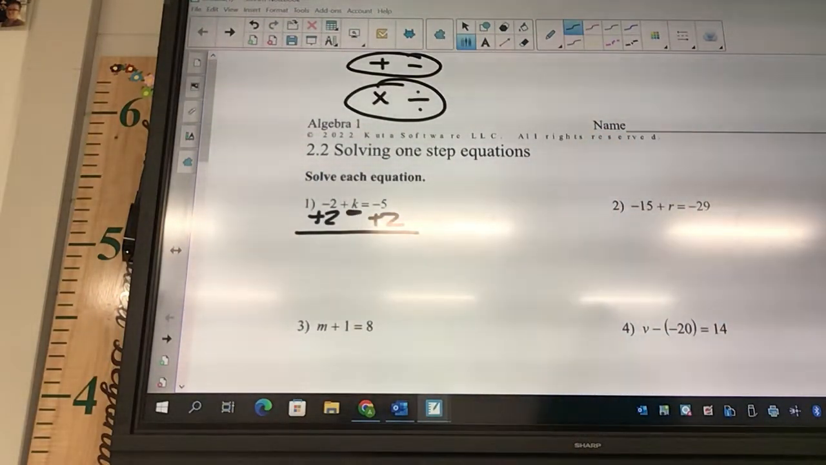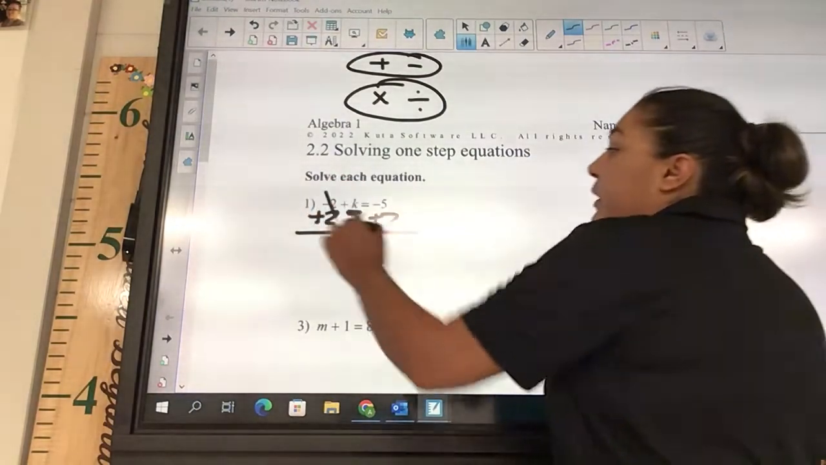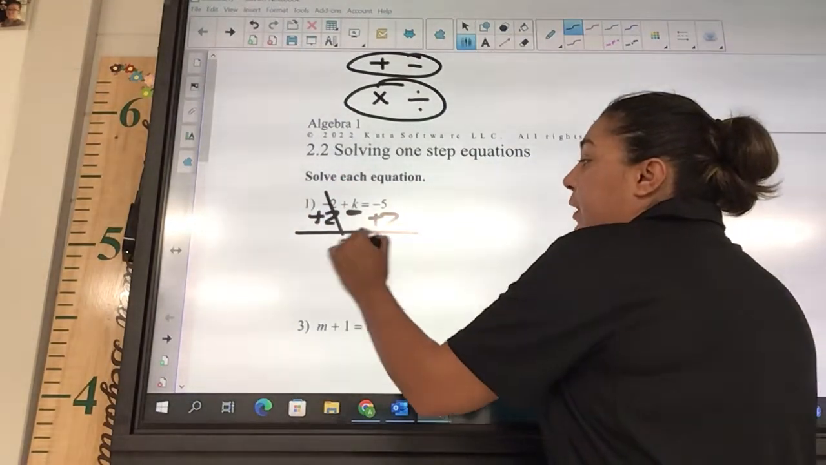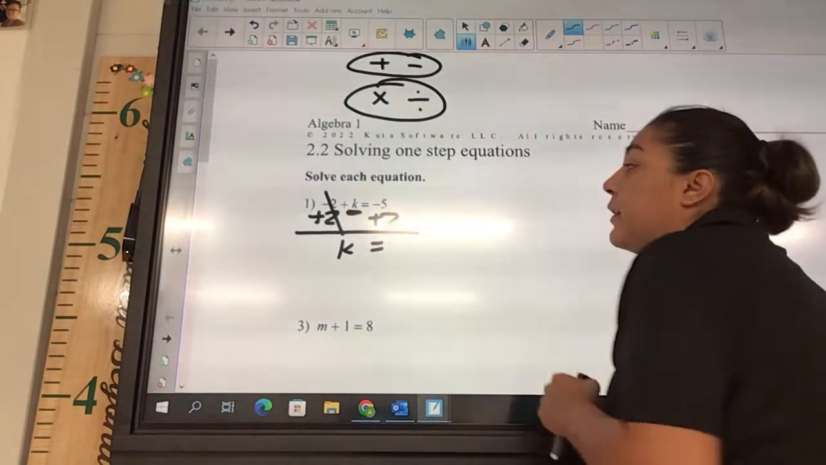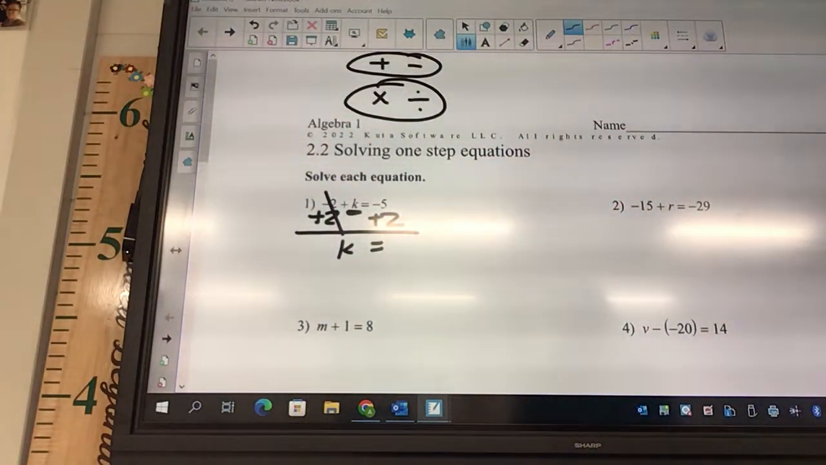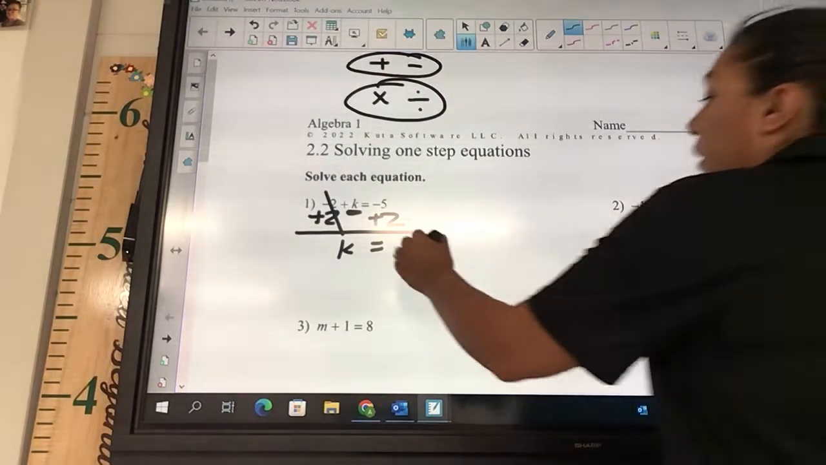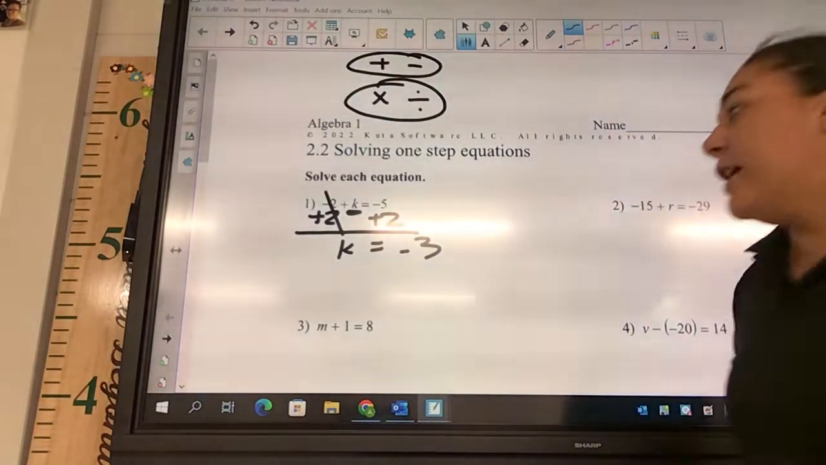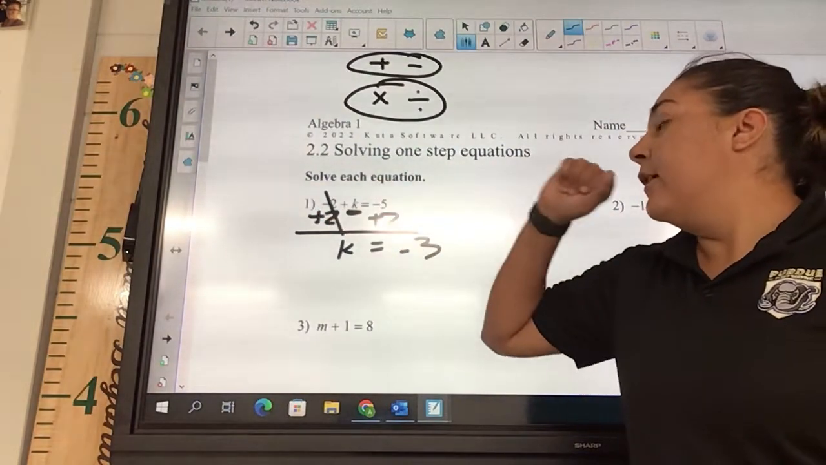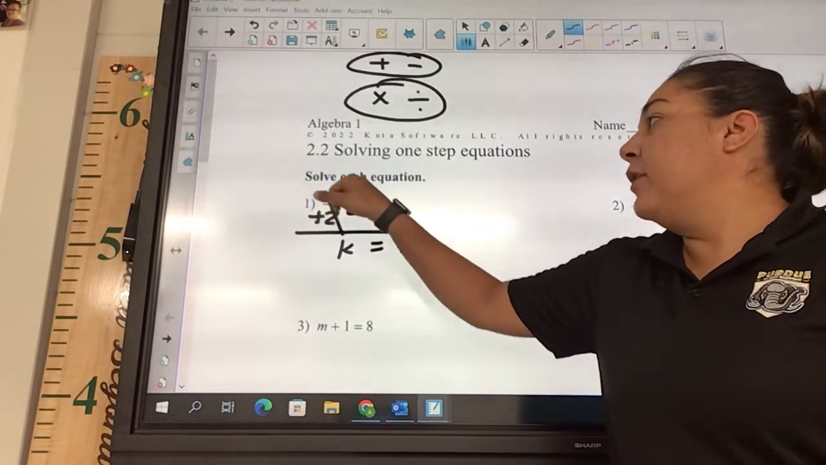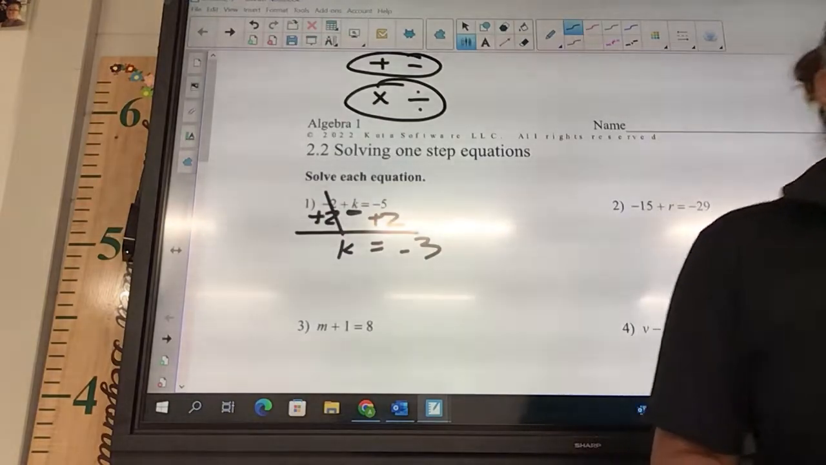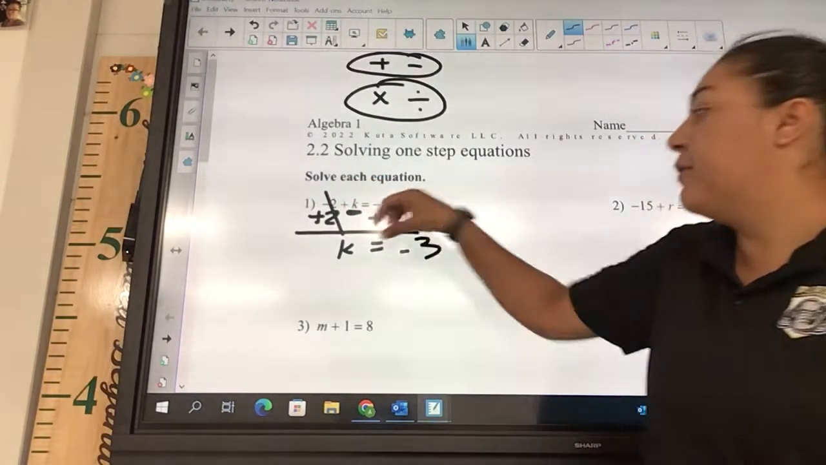What is -2 + 2? 0. That's how it cancels, okay? So this is 0, it cancels, and you're left with K on that side. There's nothing else over here except for a K. What is -5 + 2? -3. Now, you can go back in and plug in -3. What should you get on this side? If you plugged in -3, what should you get? -5. It should say -5 equals -5.